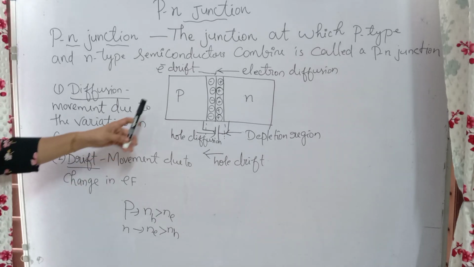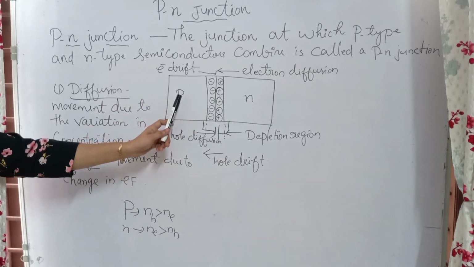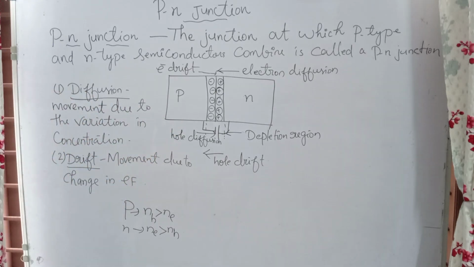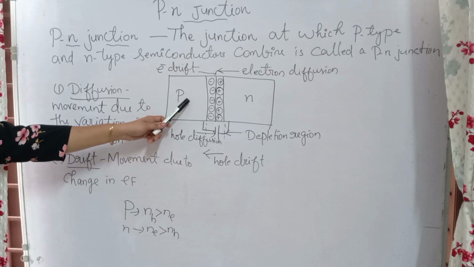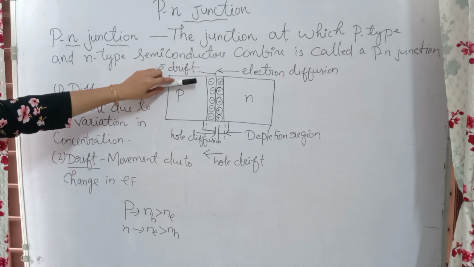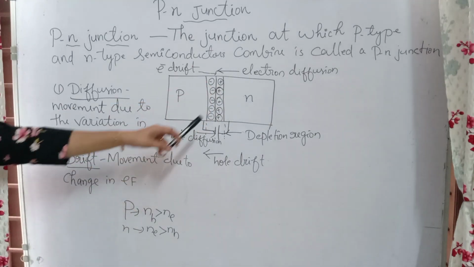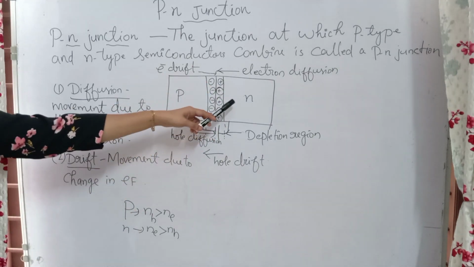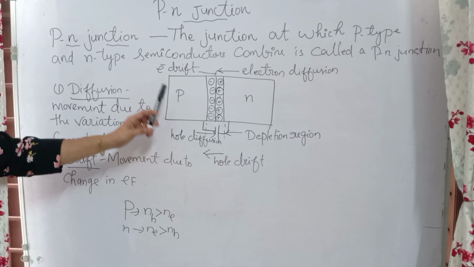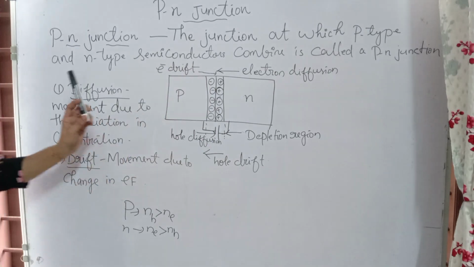Here also, due to the variation in the concentration of electrons and holes, diffusion will take place. Here we can understand that in p-type, holes are the majority charge carriers. That means more holes are in the p region and more electrons are in the n region. Then what will happen is that electrons will diffuse from the n region to the p region, and the holes will diffuse from the p region to the n region. That is called diffusion.